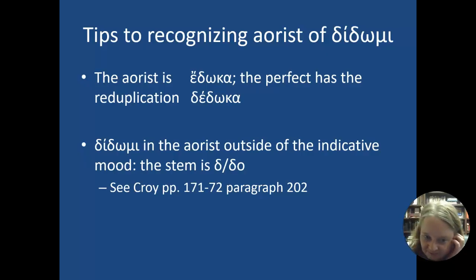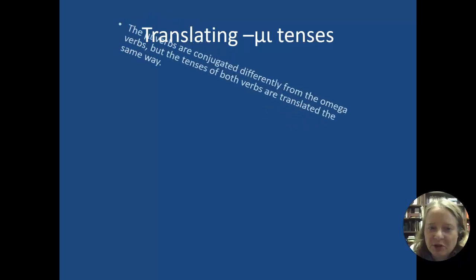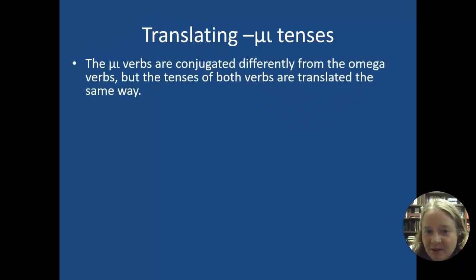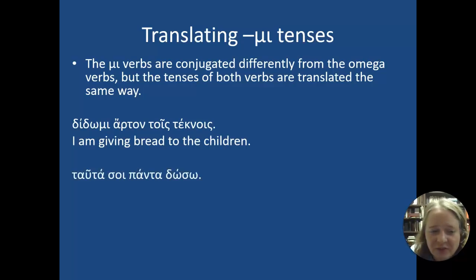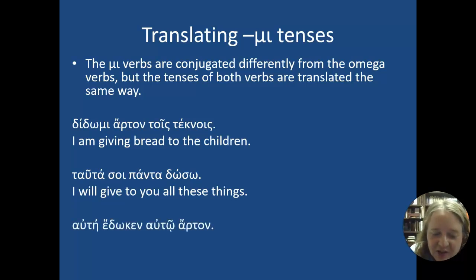There's just not a lot to this other than trying to recognize it, because the great thing is when you go to translate it, they're conjugated differently, but they're translated in the same kind of way that you're used to. So didomi is just, I give bread. I'm giving bread to the children, or I give bread to the children. Tauta soi panta doso: I will give to you all these things. Aute edoken, that's in the aorist. So she gave bread to him. It's not translated any differently.